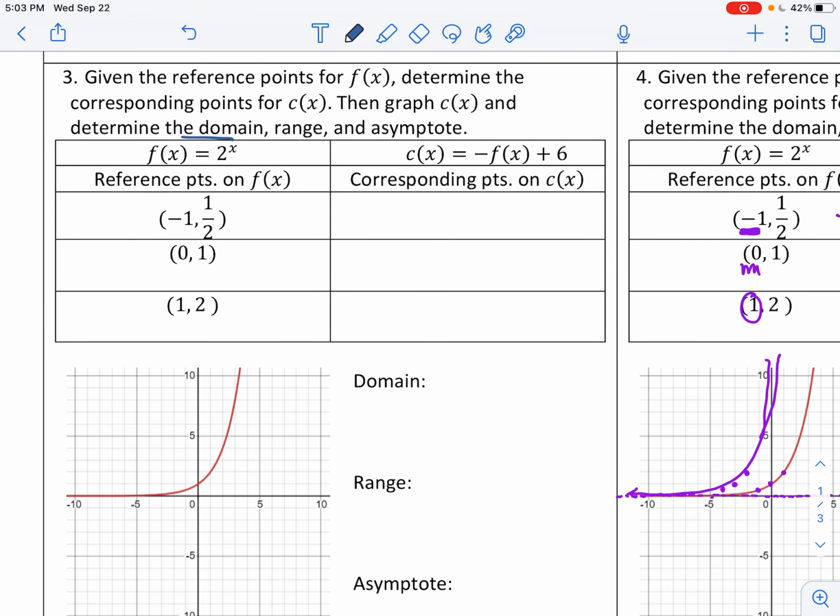Okay, I'm looking at number 3. Number 3 gives me the basic function 2 to the x. It gives me points off of 2 to the x. It gives me the graph of 2 to the x. We are going to use that and we're going to transform it. And there's 2 things we're going to do to it.